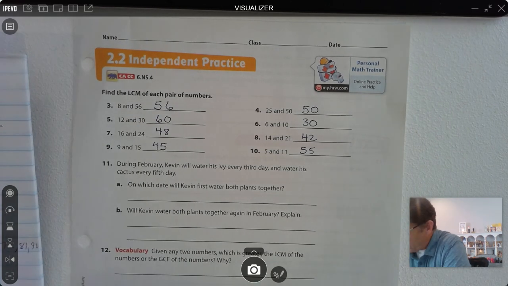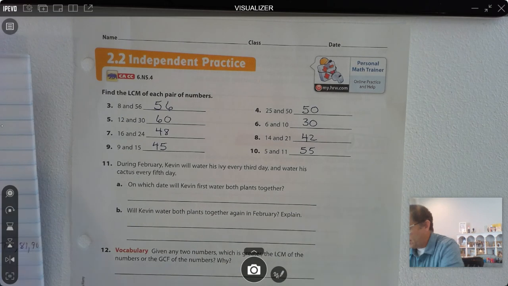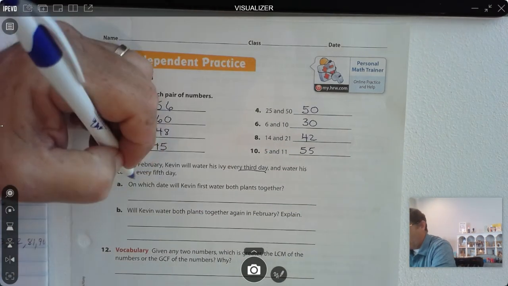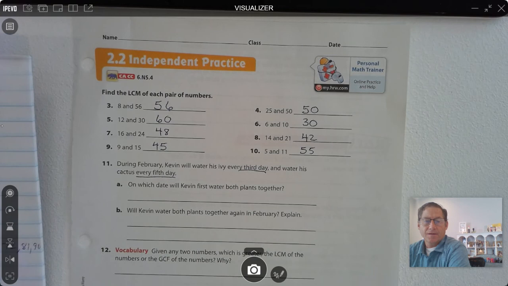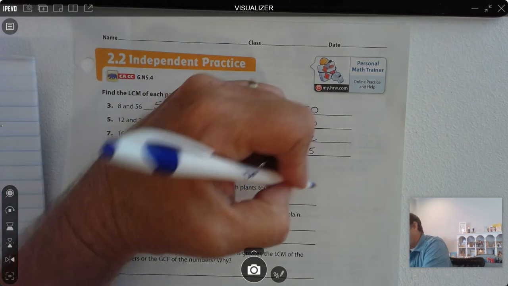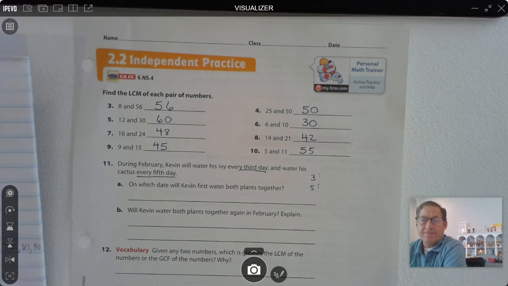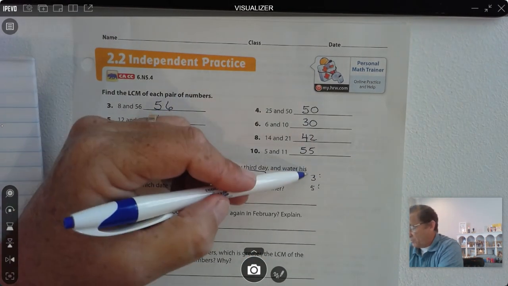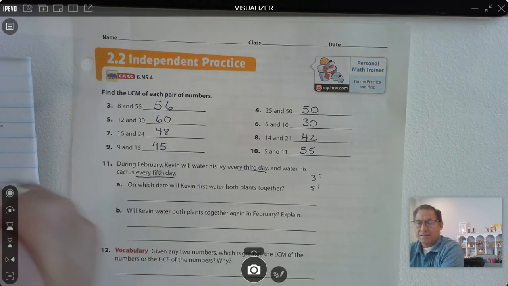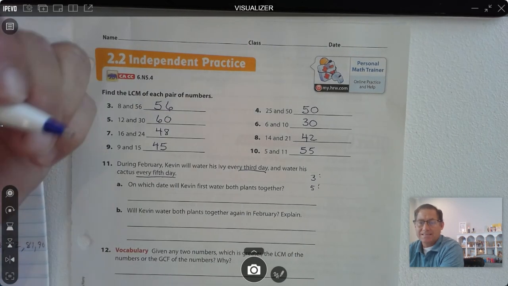All right, 11. During February, Kevin will water his ivy every third day and water his cactus every fifth day. On which date will Kevin first water both plants? So again, we're asking to find the common multiples of 3 and 5. 3 is prime and 5 is prime. I know the least common multiple of those two has to be 15.